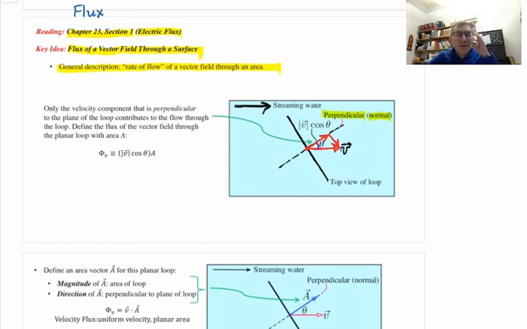Now, if what I want to measure is the rate of flow of the water through the surface here, I contend that it's this component right there of the velocity that's the important one. Right? The component of the velocity that is perpendicular to the plane of the surface, the loop it's called. The other component of the velocity is parallel to the surface, and that just represents the effect of some part of it skimming parallel to the surface. That's not piercing, going through.